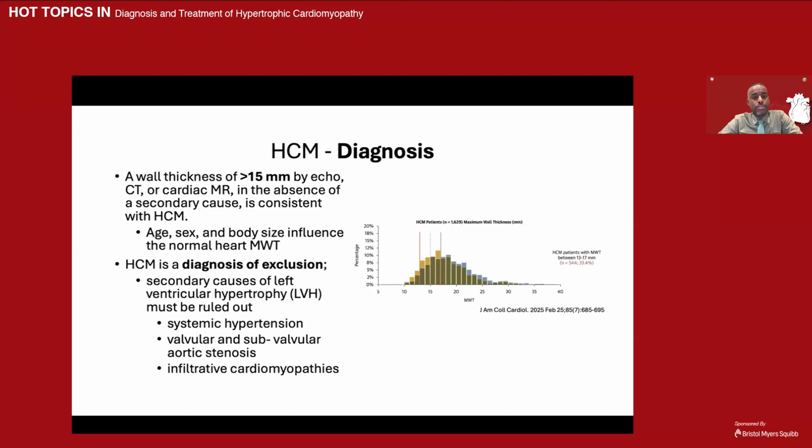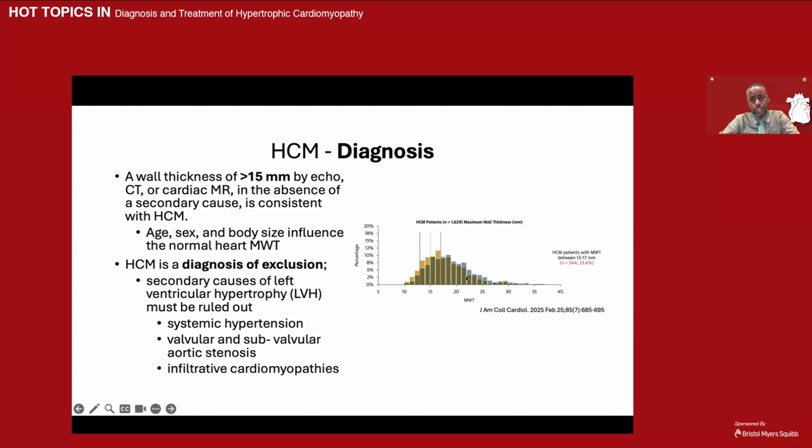So how to diagnose HCM? Well, you need to have some degree of LVH to diagnose most HCM. So you have to have more than 15 millimeters on an imaging study, whether that's echo usually, or cardiac MRI or CT. But it has to be in the absence of a secondary cause of LVH. So the patients should not have hypertension, no valvular stenosis of the aortic valve. And you need to think about the masqueraders, the infiltrative cardiomyopathies.